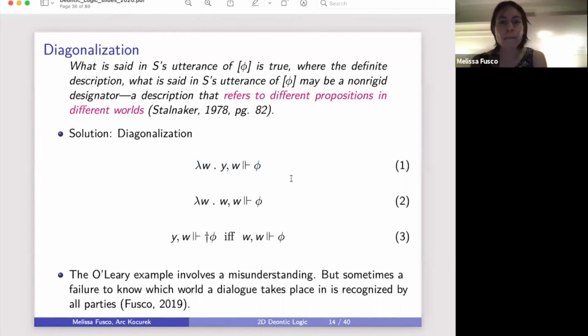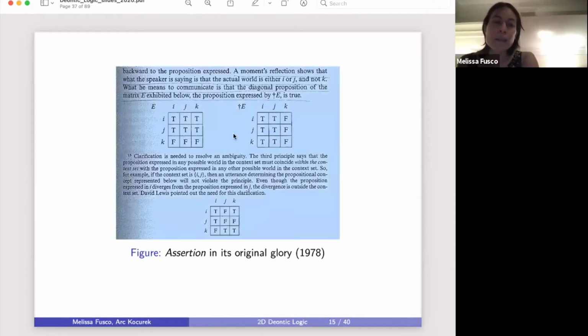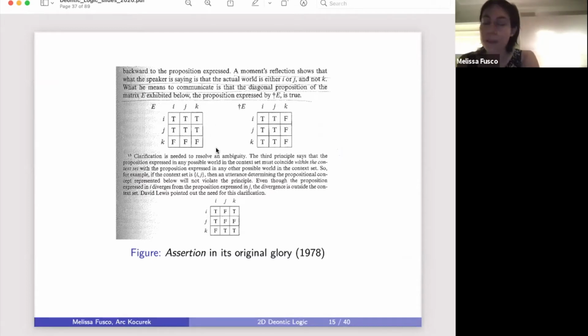Okay. So just for people who remember, this is assertion in its original glory. So this is very much the kinds of models that Stalnaker used for those expressions. And here's diagonalization, right? He calls this a propositional concept, because there's a possibly distinct proposition along each row. And then he says, a moment's reflection shows that what the speaker is saying is really the diagonalization of that. Because, for example, here that winds up being a contingent proposition. So visually, the dagger will take the diagonal and project it across the horizontal.